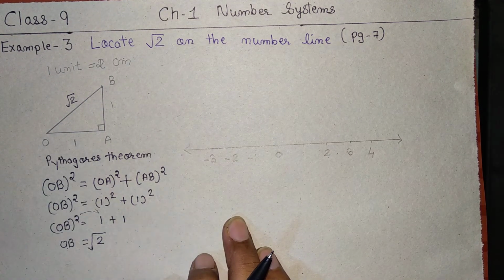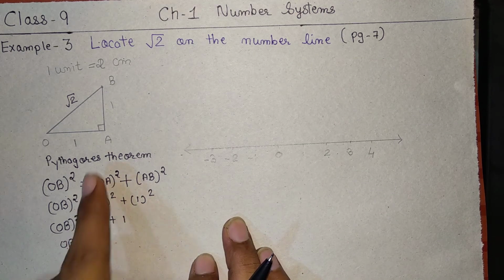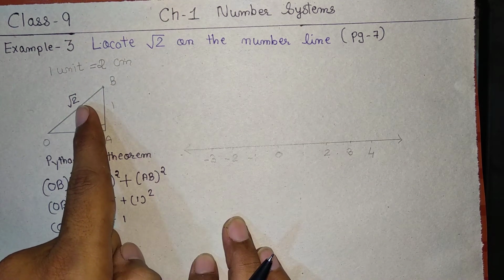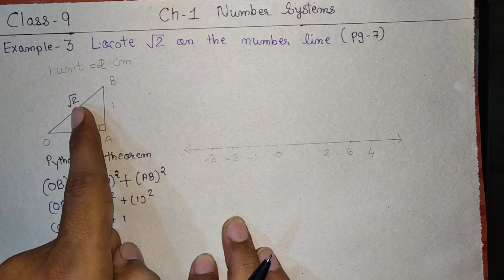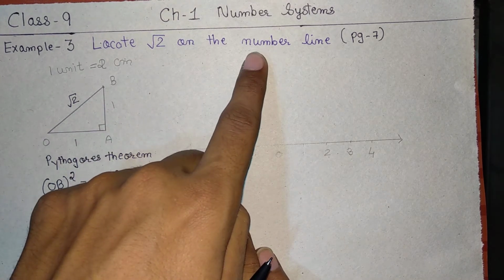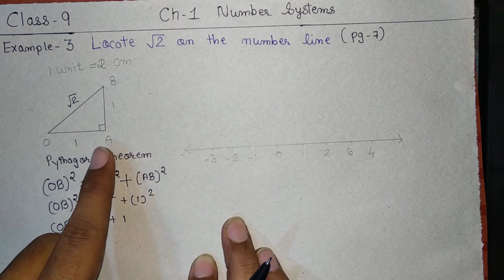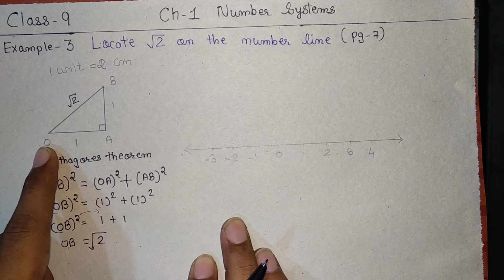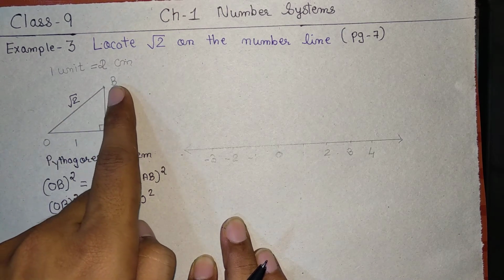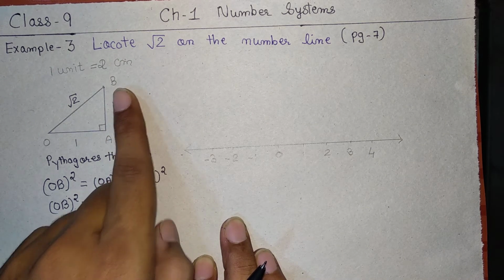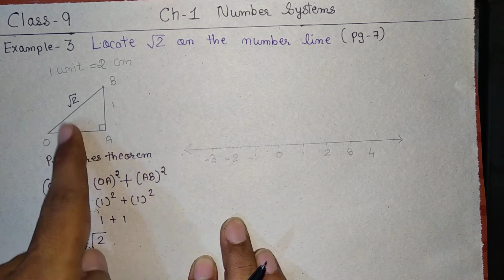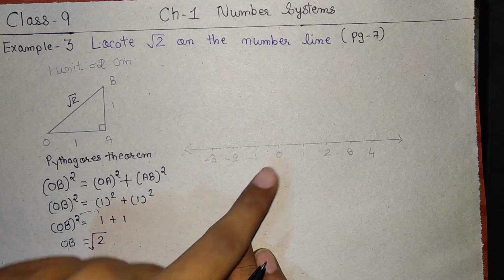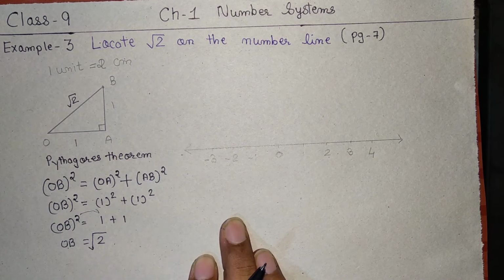From here, we have concluded that in order to locate root 2 on the number line, we have to take a line of 1 unit and draw another perpendicular line of 1 unit. Then we can locate root 2. Now let us locate it on the number line.